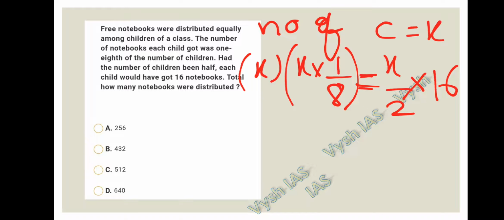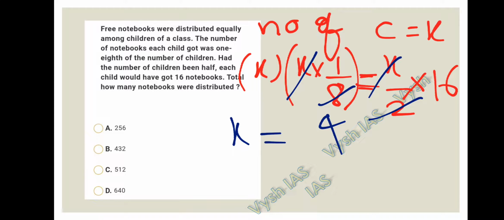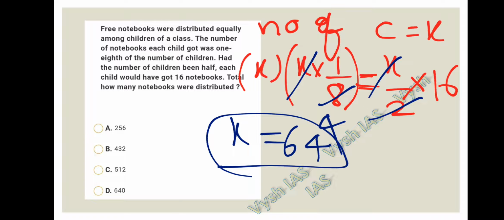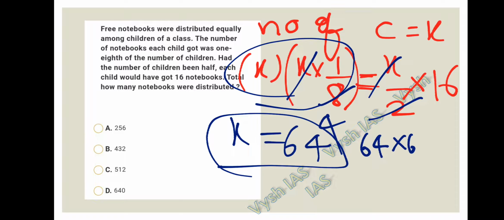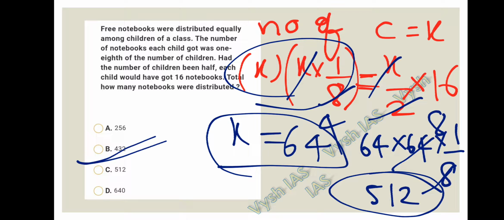So if you solve the equation, x cancels and 2 4s are 16, 4 16s are 64. X becomes 64. Okay. If x is 64, the total number of books distributed is x into x by 8. So if you substitute the x value in it, 64 into 64 by 8, that is 64 eighths is 8, so 64 into 8 is 512. So 512 is the answer for the last question. Okay, last question. So this is the 7th question of the day, and 512 is the answer. So option C is correct for this question.